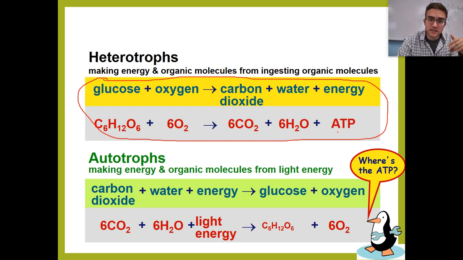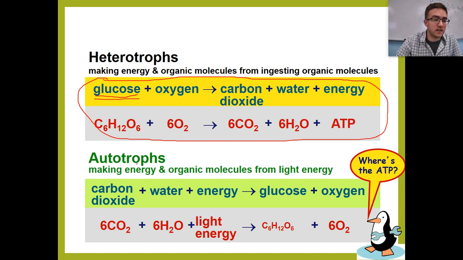Now, we make a distinction between heterotrophs and autotrophs. Heterotrophs are organisms that have to consume other things to get our energy. Because really what we're doing is taking the energy that's stored in glucose and converting that into ATP. So for heterotrophs like us, we have to get our glucose from eating things, plants, other animals, that idea.